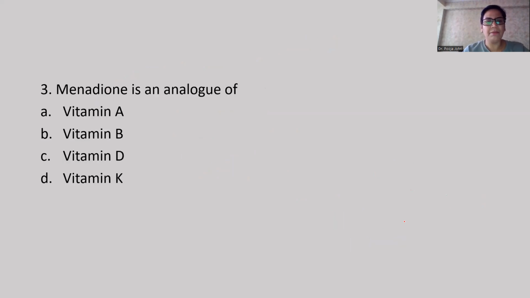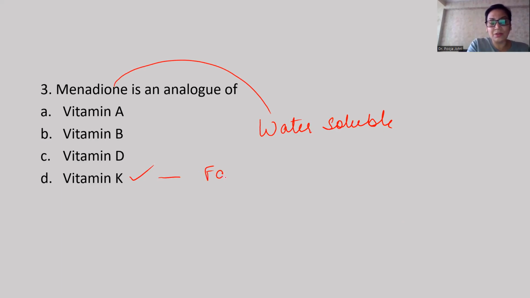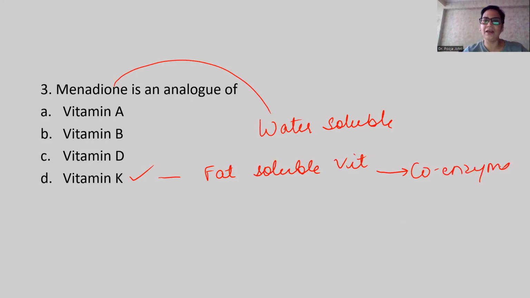Moving on to the third question. Menadione is an analog of. Now see, again, this is a very simple and an important question. Menadione is a vitamin K analog. You know, vitamin K has three forms, and this is the only form which is water soluble. And one interesting feature about vitamin K is that, being a fat soluble vitamin, it acts as a coenzyme. Out of all the fat-soluble vitamins, only vitamin K acts as a coenzyme, right? So the answer will be K or menadiol.